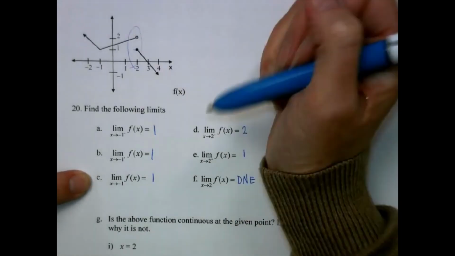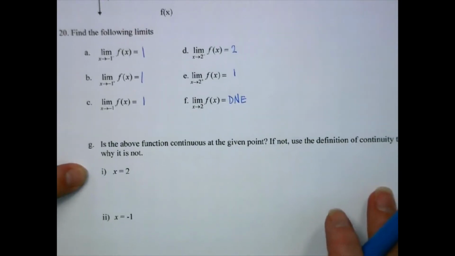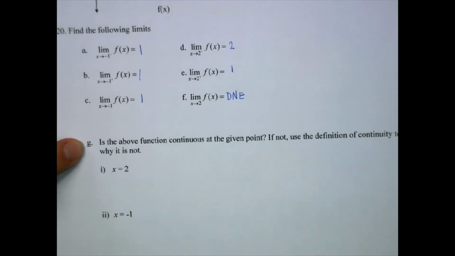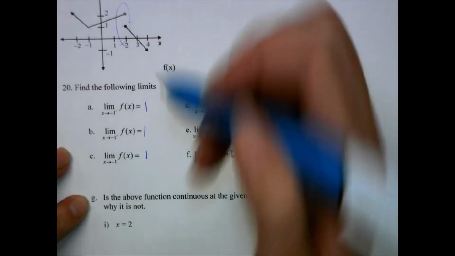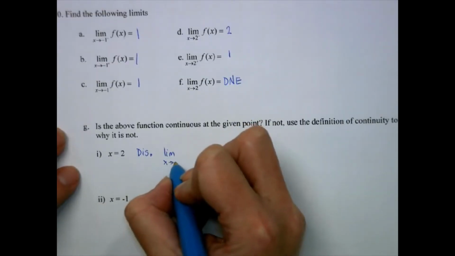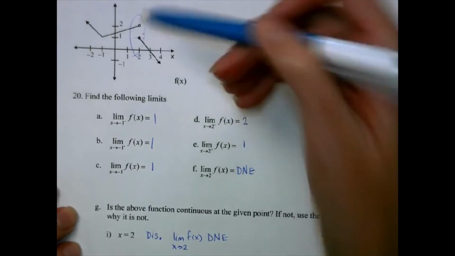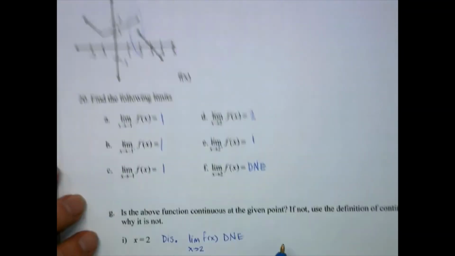Okay. G says, is the function above continuous at the given point? If not, use our definition that we talked about earlier to determine why not. At x equals 2, not continuous, because the limit as x approaches 2 of f of x does not exist. It has a function value, so it passes the first part, but the limit doesn't exist. At x equals -1, function value exists, limit exists, they're the same. This one is continuous.